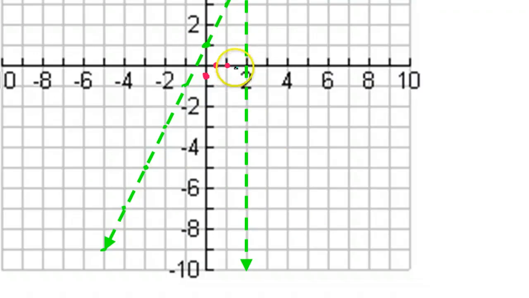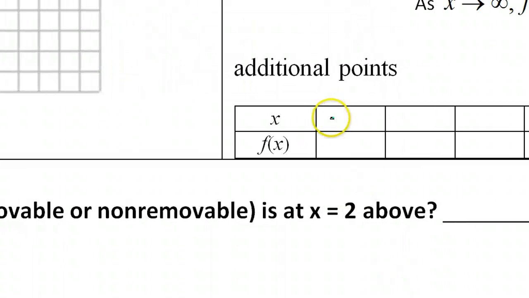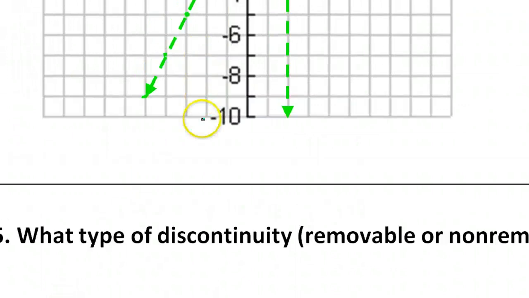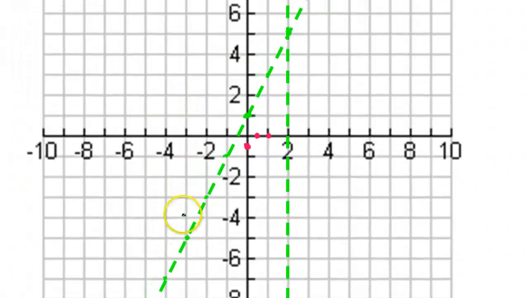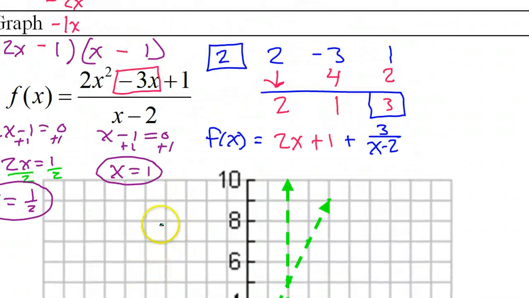Specifically, I'd like to see what's happening at 1.5. Okay, so some additional points. So I definitely want to see what's happening at 1.5. To play around with all these values and get some values going, I need to put the function in my calculator. So I'm just going to type the function in my calculator.